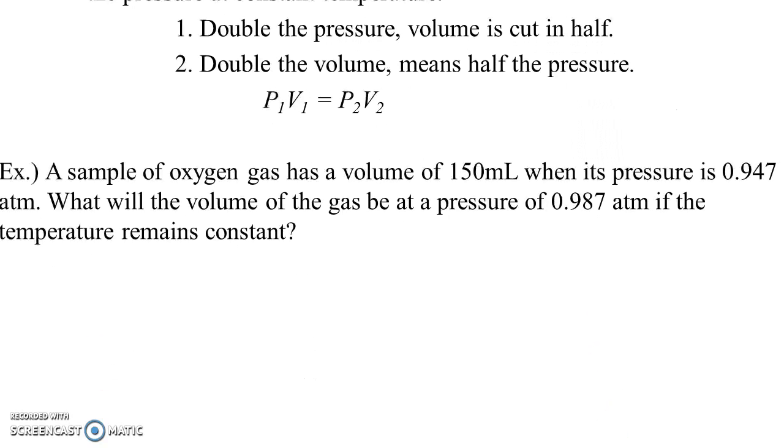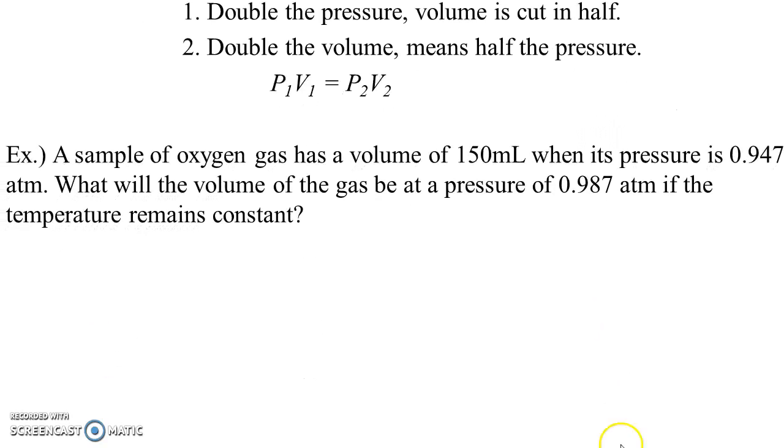So here's an example problem that we're going to do together. It says a sample of oxygen gas has a volume of 150 milliliters when its pressure is 0.947 atmospheres. Now atmospheres, ATM, is just a unit of pressure. And what will the volume of gas be, so here's what we're looking for, at a pressure of 0.987 atmospheres, ATM, if the temperature remains constant.